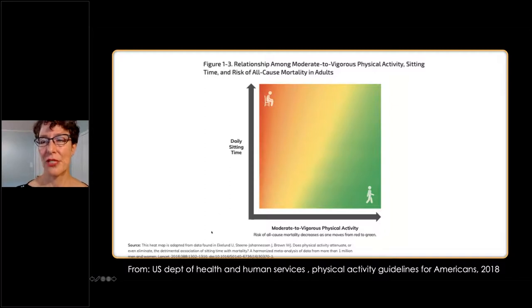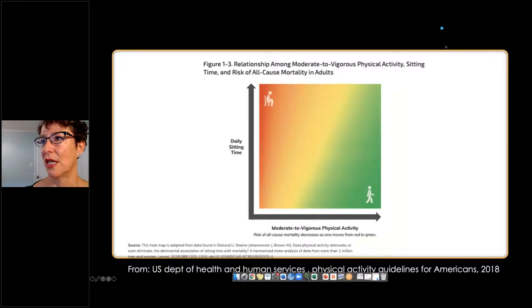What we're seeing here is daily sitting time and how much moderate to vigorous physical activity. As you can see, the more you sit, the more likely bad things will happen. The more you move, the less likely bad health things will happen. So the first rule of thumb is move more, sit less.